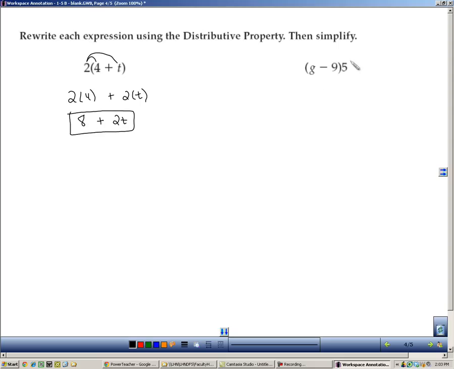Next one over here, we have a 5 being multiplied by the group, so I will distribute it. 5 times g is 5g. 5 times 9 is 45. Are these like terms? Do they have exactly the same variable with exponents? And the answer is no. So those are already simplified.